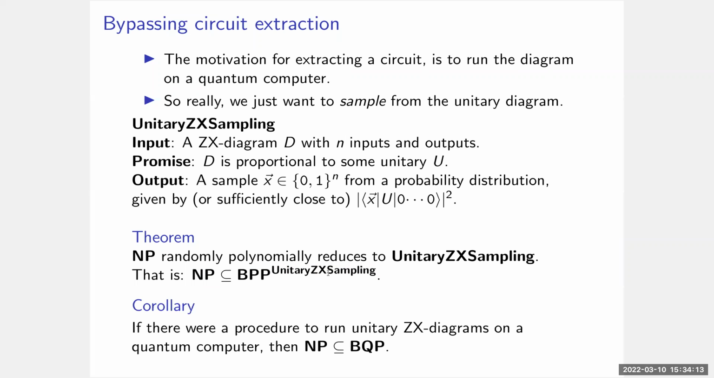Okay. As a corollary, this means that if there was a procedure where we can take a unitary ZX diagram and give it to some black box, which then allows it to be run on the quantum computer, then NP will be included in BQP. So in particular, say we don't extract to a quantum circuit, but we extract to a measurement pattern, or we extract to a lattice surgery diagram, or whatever makes it run on a quantum computer. If we could do this, then NP would be in BQP, which is very unlikely. Okay, are there any questions about these definitions and this stuff? I'm going to give a proof sketch of how this works next.